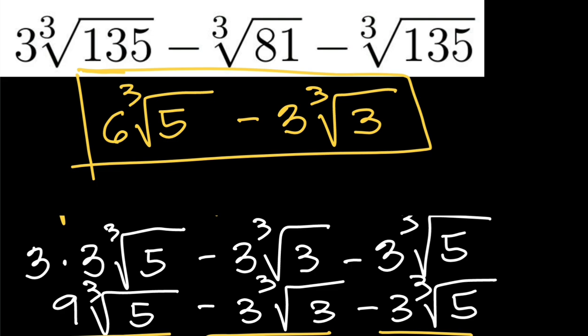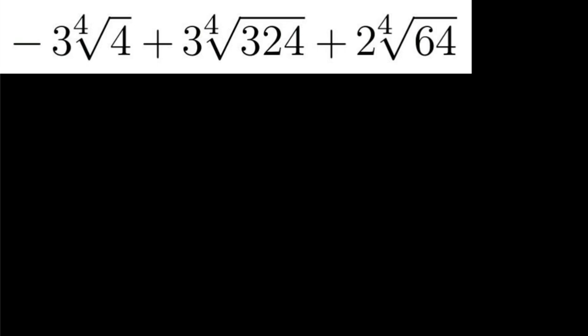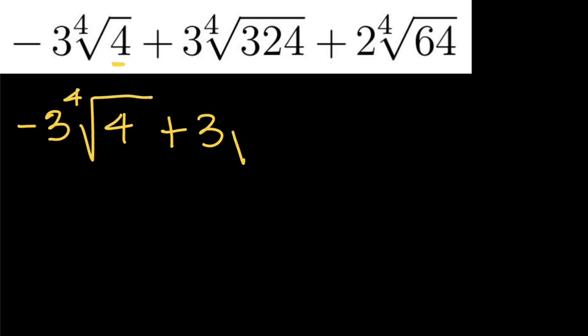Now let's solve one more. Let's say we're given this: negative 3 fourth root of 4 plus 3 fourth root of 324 plus 2 fourth root of 64. So we cannot further simplify 4 here because you cannot write or factor this as a fourth power. So we will just leave it as it is. So we just copy it. Negative 3 fourth root of 4 plus 3 fourth root of 324.